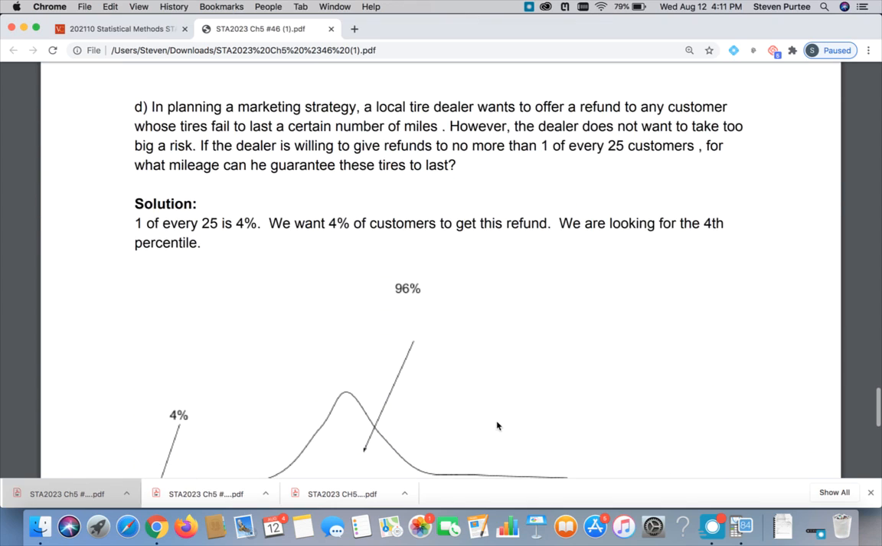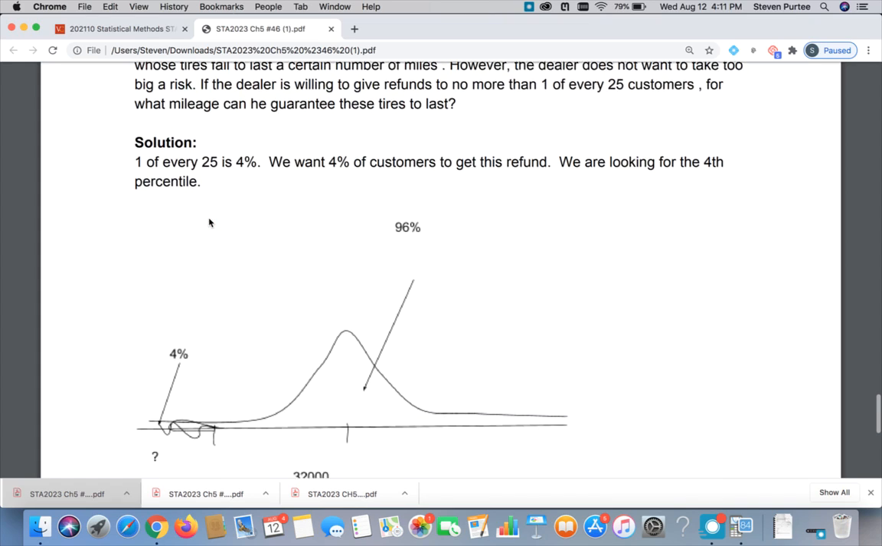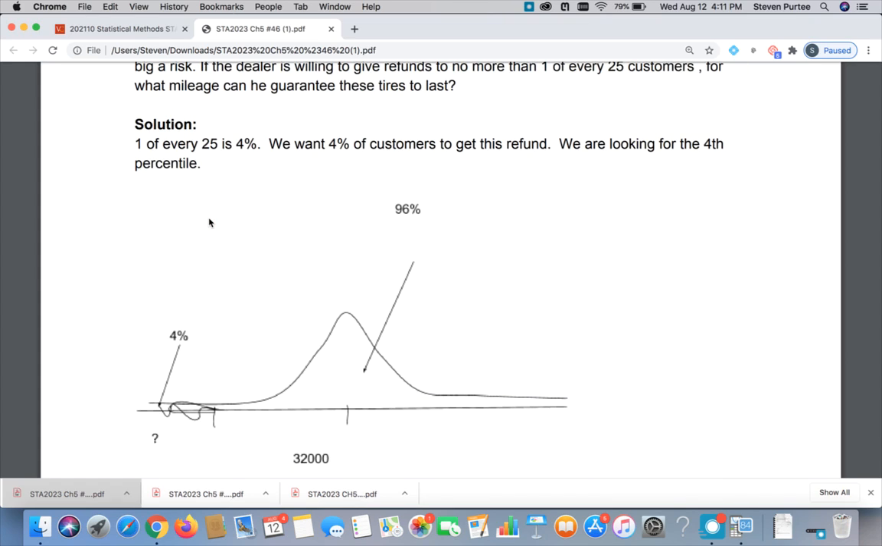And then, finally, pause the video and read this question. I hope you've done that. So the dealer doesn't want to give a lot of refunds. He only wants to give it to 1 out of 25. That's the bottom 4%. So we only want the tires that are terrible, the bottom 4%, to get refunds. So we want 96% to not get the refund. We're looking for the 4th percentile.